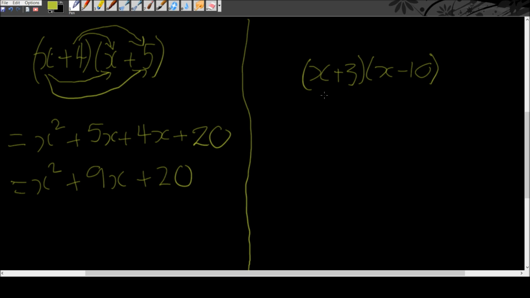Now we're going to move on to this one. So again, we're going to do the x times the x and the x times the negative 10.